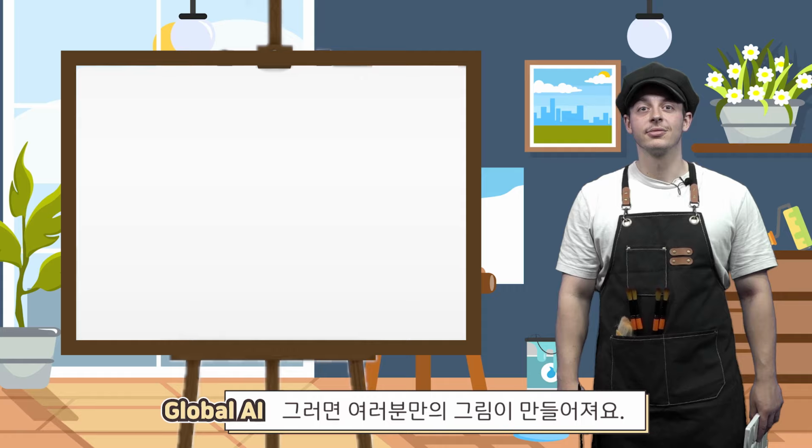I said that I am an artist. I have made various kinds of paintings. It was a very long and difficult process to make a piece of work. But these days, if you use AI, you can easily make your own painting. Isn't that right, Global Eye? Yes, AI is also very useful in art. Today, I will introduce how to use AI. It's very simple to do.